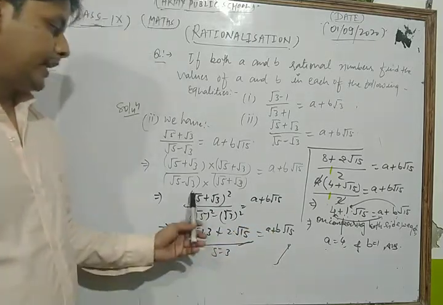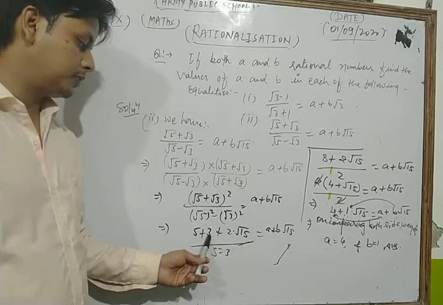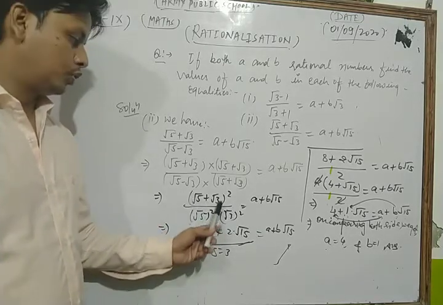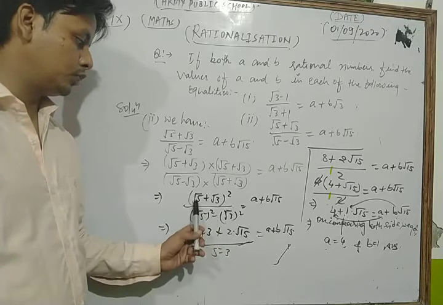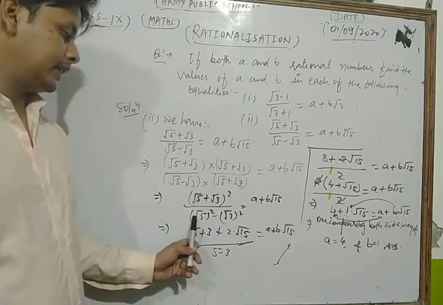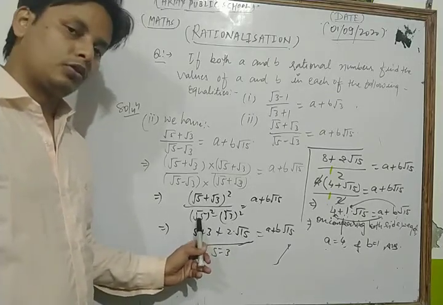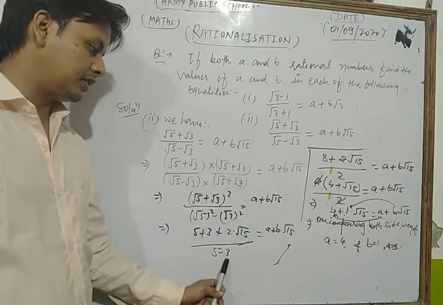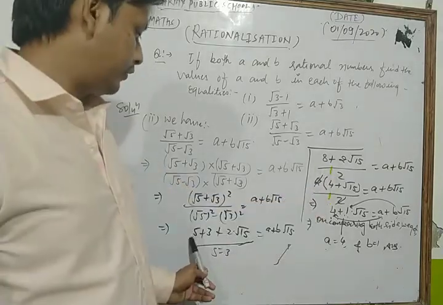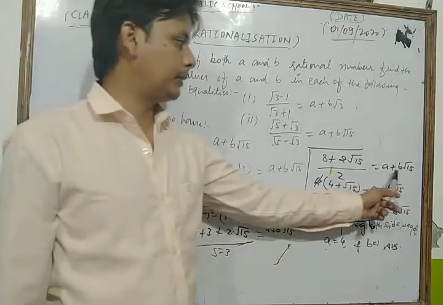Okay, now look, here we expand using the identity a plus b whole square. A square plus b square means root 5 square is 5, root 3 square is 3, plus 2ab, 2 into root 5 into root 3, which is root 15. And in the denominator, a square minus b square, a square means 5 because of root 5, root 5 square is 5, root 3 square is 3. Now look, here we get 5 plus 3 is 8 plus 2 root 15, 5 minus 3 is 2, is equal to a plus b root 15.